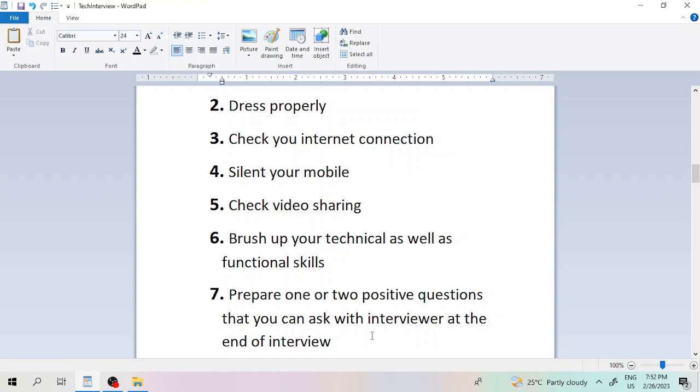These 5 points that I discussed are valid for all kinds of interviews, whether it is a technical interview, non-technical interview, HR round, or any other interview.